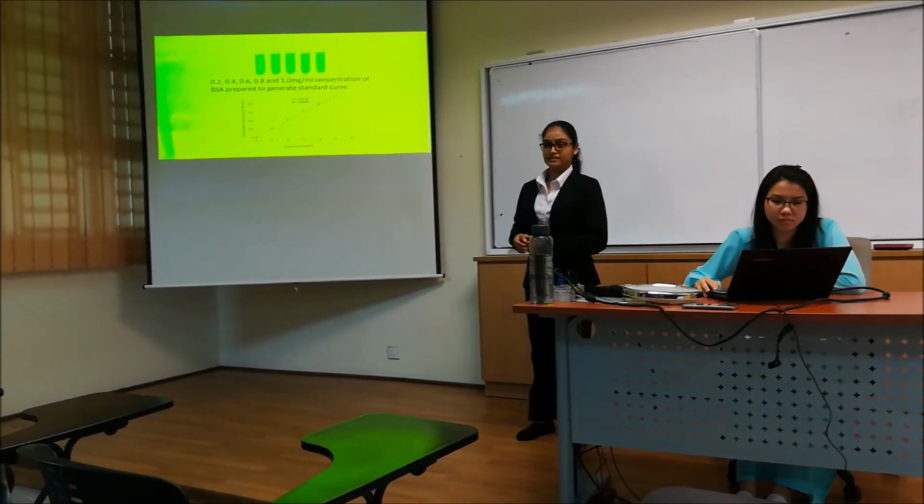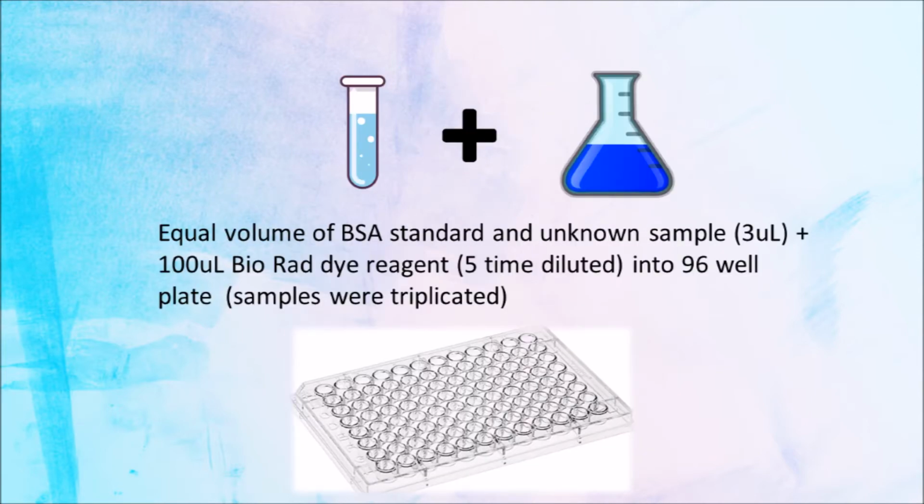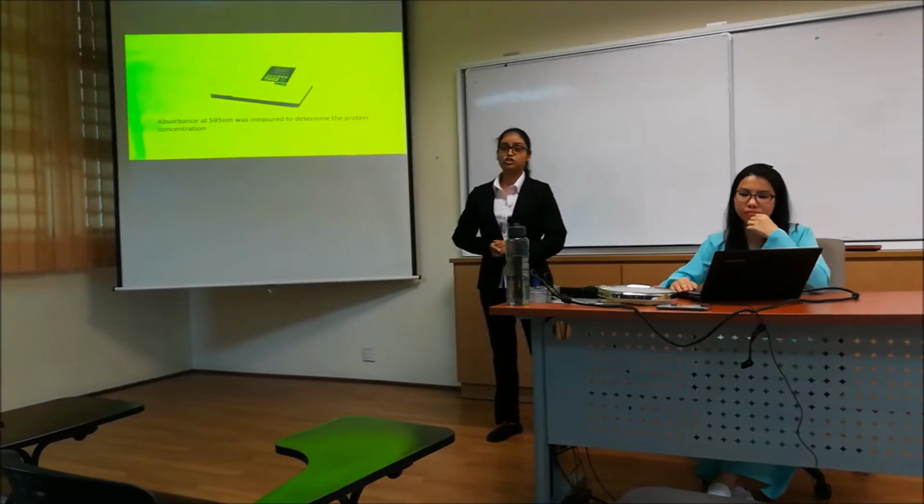So let's see the procedure of how they did it. Five concentrations of BSA standard were prepared to generate a standard curve, and then equal volumes of BSA standard and unknown sample, 3 microliters, were mixed with 100 microliters of Bradford dye reagent, which is 5 times diluted, in 96 well plates. The samples were done in triplicate. And the absorbance at 595 nanometers was measured to determine the protein concentration of the microsome samples.